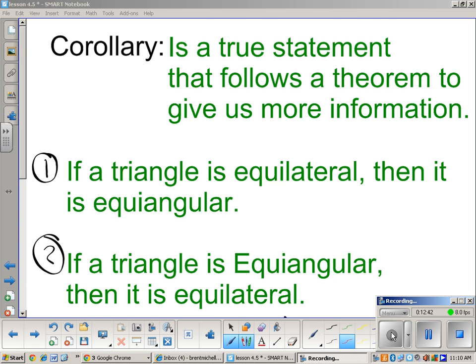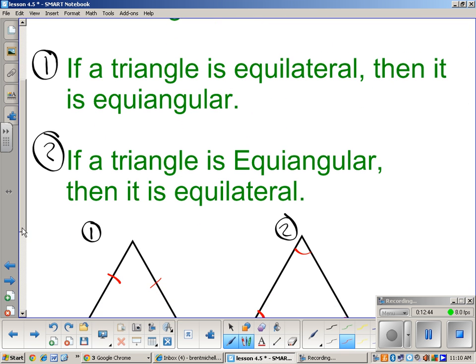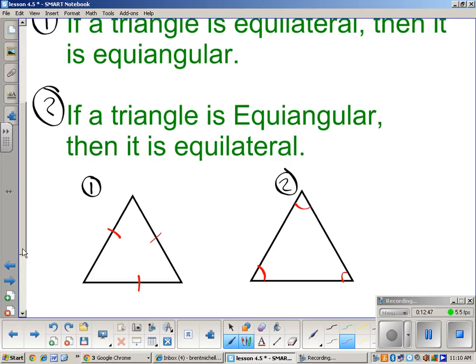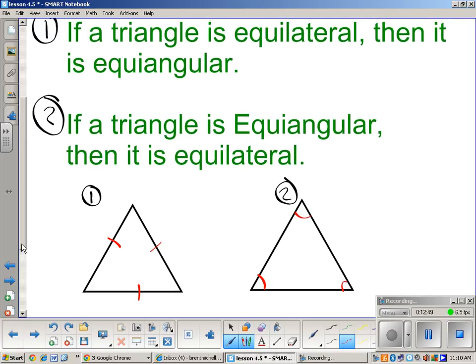But the first corollary says, if a triangle is equilateral, then it is equiangular. So in this first triangle, all three sides are the same, so that makes it equilateral. This corollary says that all the angles have to be equal then. This goes along with the theorem that said if two sides are equal, then the angles opposite them have to be equal. You'll notice these three angles are opposite these three sides, and so if the sides are equal, then the angles have to be equal.